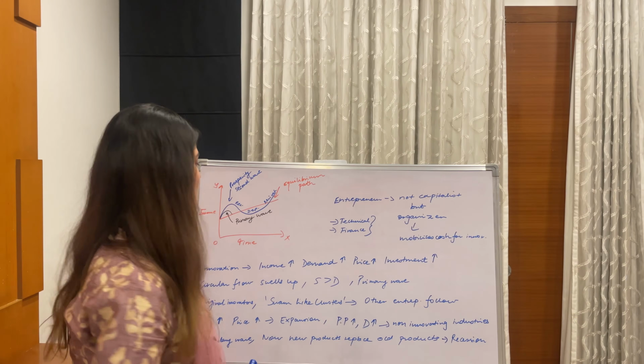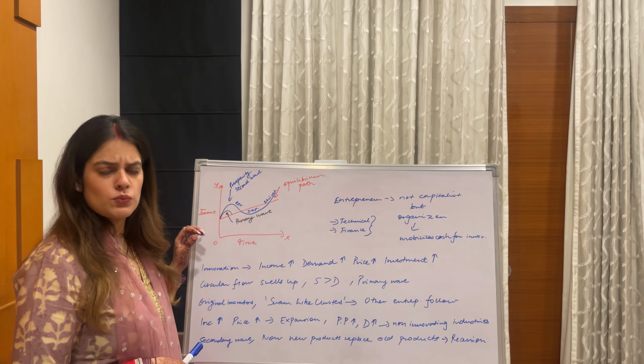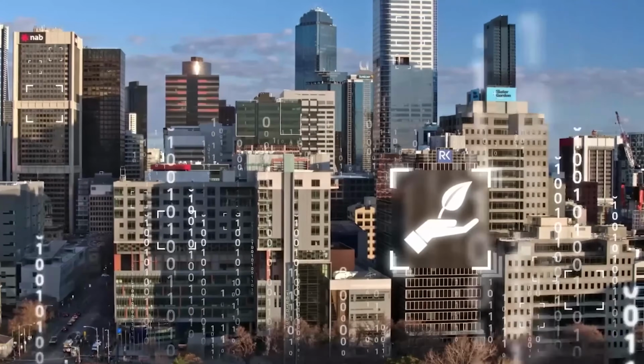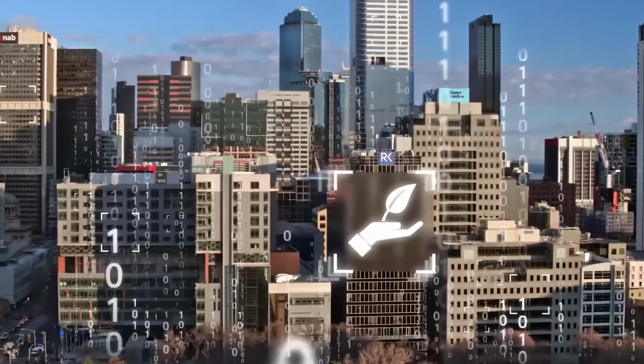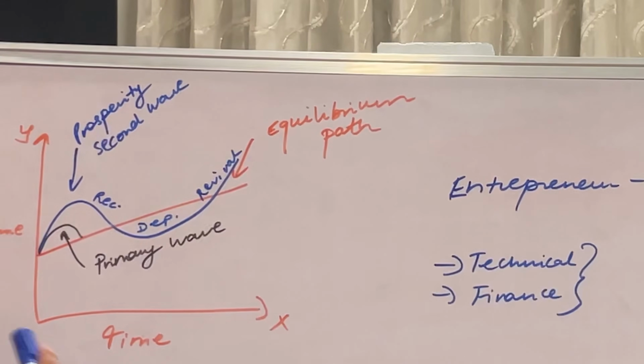So let's come to the diagram quickly, guys. Here on the x-axis we have time and income on the y-axis, and what I'm going to show you in this diagram is how innovation leads to expansion. Innovation leads to a change in our trade cycles. Okay, so initially we are on the red line, which is the equilibrium path.